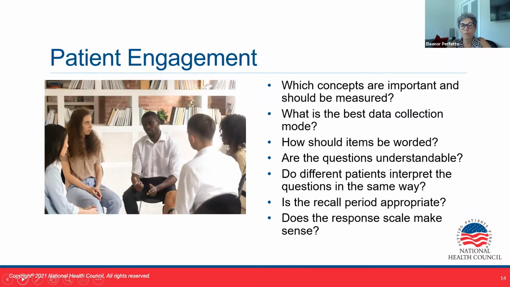So when we talk about patient engagement, what are we talking about? We're talking about having a conversation with patients in the patient community about which are the concepts that are most important to them. What are those outcome concepts that are most important to them and that should be measured? What is the best way of collecting that information, the best data collection mode? How do we gather that information from patients in the most practical, most efficient way, low burden? How should the items be worded? Items just really refers to the questions. How should those questions be worded?